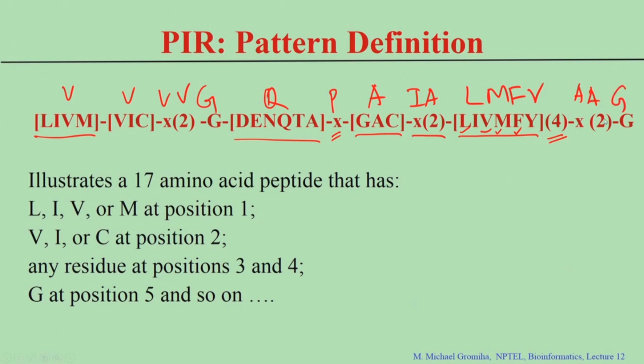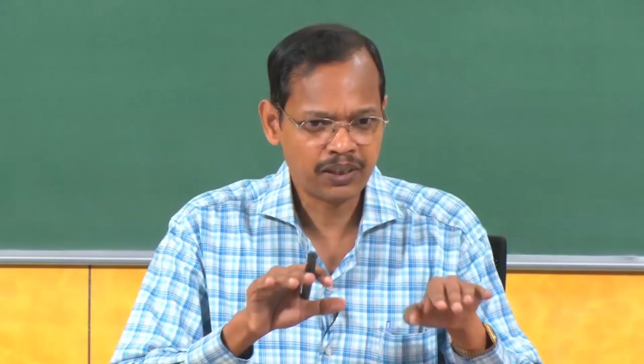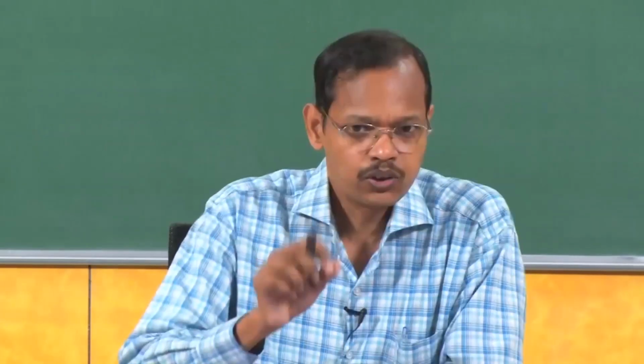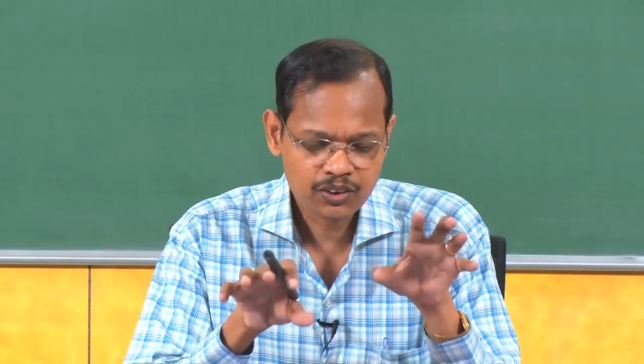So, you can write a pattern and then use this pattern to see whether you can find this type of pattern in all the sequences of a particular type, right. I will explain with one example. You can write a code to get the pattern, or this tool is also available in the PIR. What is PIR? Protein Information Resource.